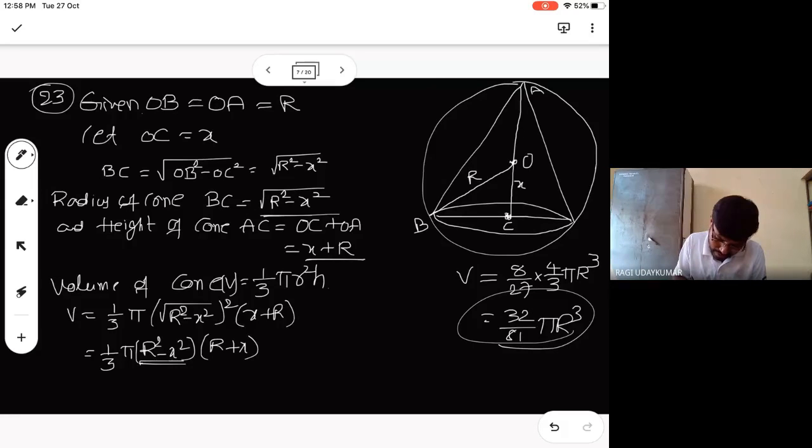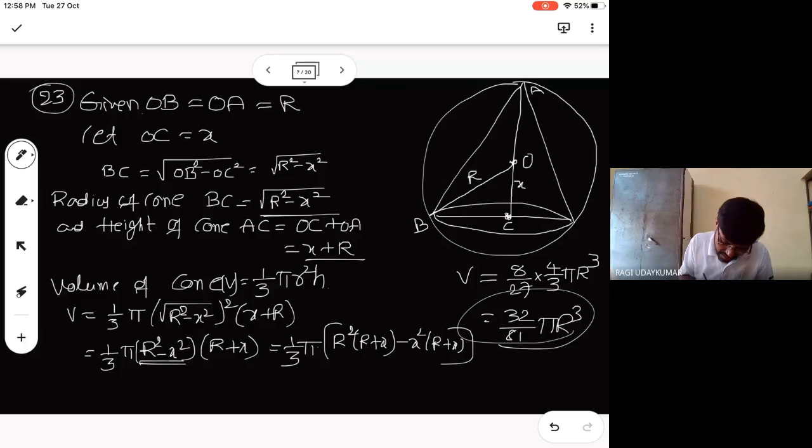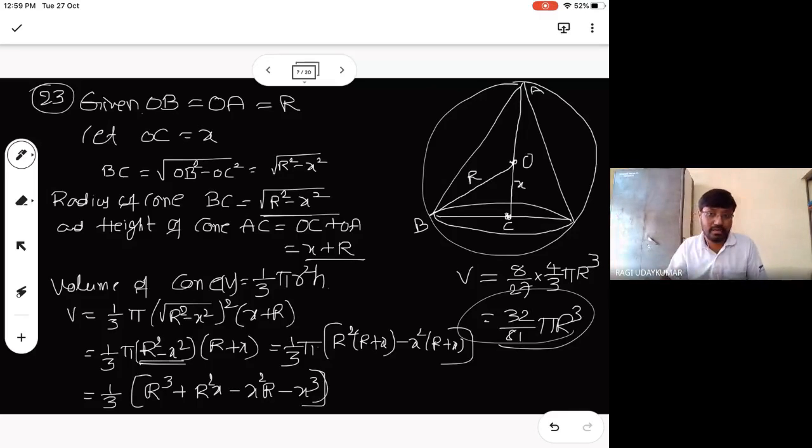So 1 by 3 pi multiply. So R square into R plus X minus X square into R plus X. Multiplying, what you are going to get is 1 by 3 into R cube plus R square X minus X square R minus X cube. Because this is easy for you to differentiate with respect to X. Suppose in product form, it feels a little difficult to you. That is also the same, you can differentiate that way too.